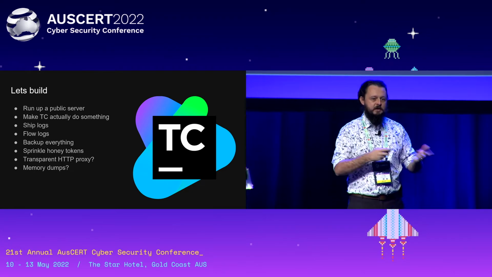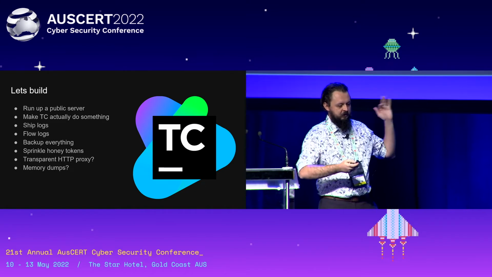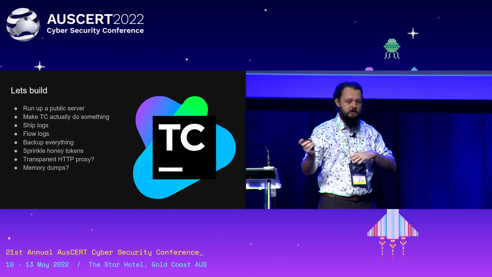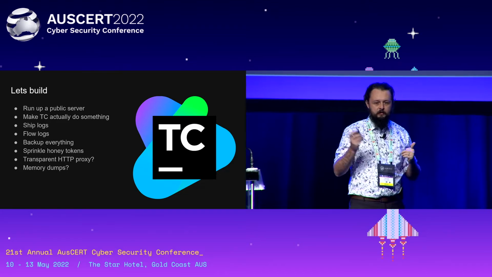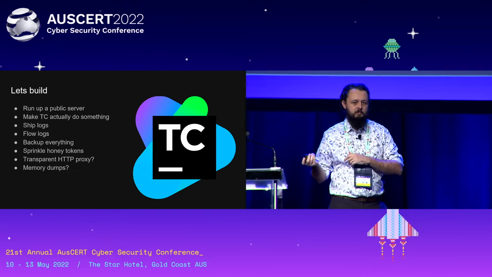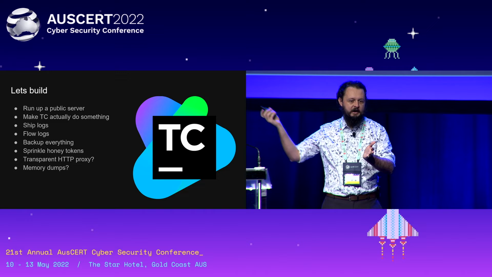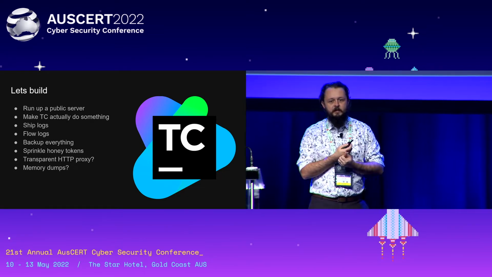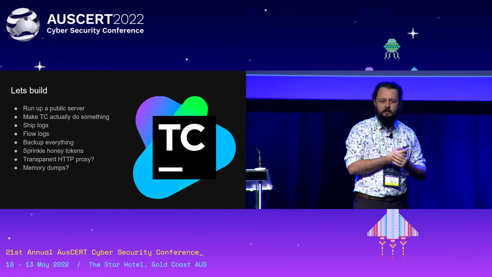In order for it to actually be a useful honeypot, I had to ship logs, and I've explicitly said ship logs and flow logs, because by ship logs, I mean sending application logs off the host, but then also flow logs to see what kind of network traffic this thing is doing. Obviously back up everything. Assume whenever you're deploying a honeypot that it will be compromised, but not in the good way, in the breakout way. Sprinkle honey tokens, which is just a bit of fun. Drop in AWS creds, see if anyone ever tries to use them and alert based off that.